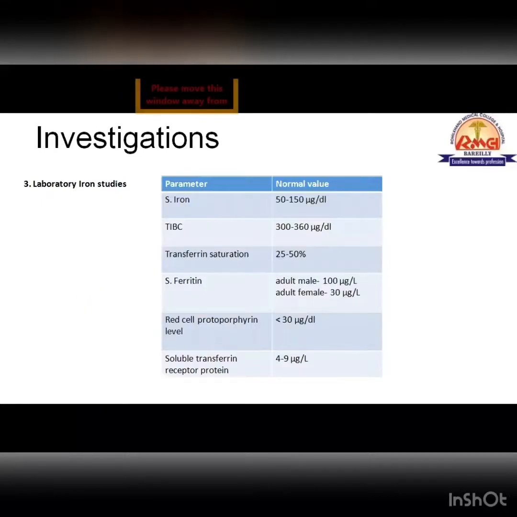The normal values you can remember. Serum iron is normally 50 to 150. TIBC is just double, meaning 300. Transferrin saturation is 25 to 50%. Serum ferritin is normally 100 in an adult male and 300 in a female, corresponding to the iron stores. Normal serum protoporphyrin level is less than 30 microgram per deciliter. Soluble transferrin receptor protein is 4 to 9 microgram per liter.